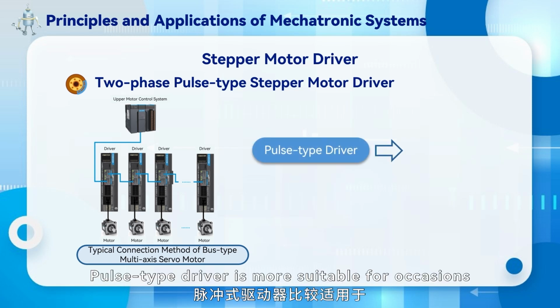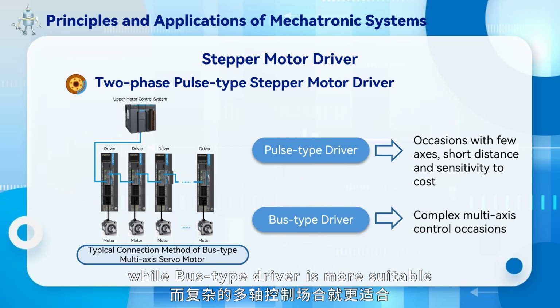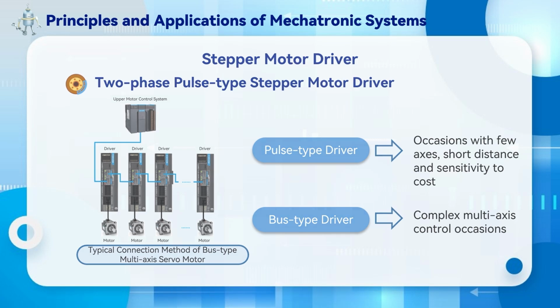Pulse-type driver is more suitable for occasions with few axes, short distance, and sensitivity to cost, while bus-type driver is more suitable for complex multi-axis control occasions.